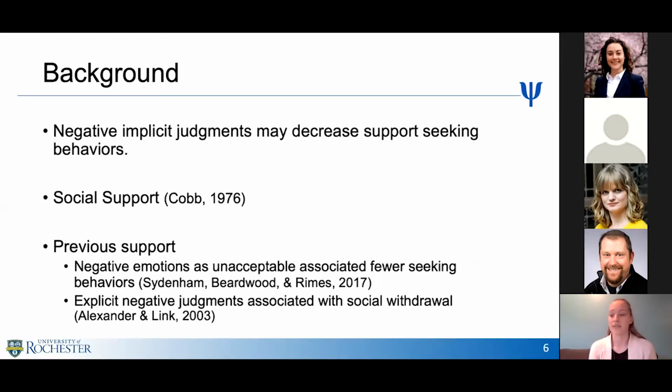The current study also examined another possible negative outcome, which was decreased social support seeking behaviors. So social support is defined as information indicating to an individual that they are valued and connected to a community, and has been shown in multiple studies to reduce risk and severity of psychopathology. However, anxious individuals with negative judgments of their anxiety may have decreased support-seeking behaviors as a result of negative appraisal or self-stigma, and would not be receiving the benefits from social support. Previous work has found that negative explicit views on anxiety led to fewer support-seeking behaviors and other social withdrawal. So the current study tested to see if the same held true for negative implicit judgments.